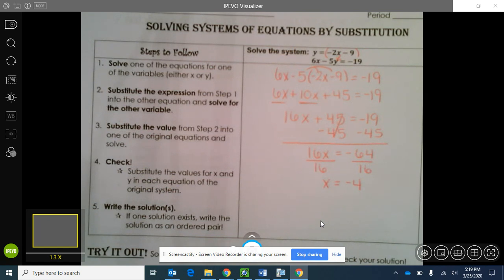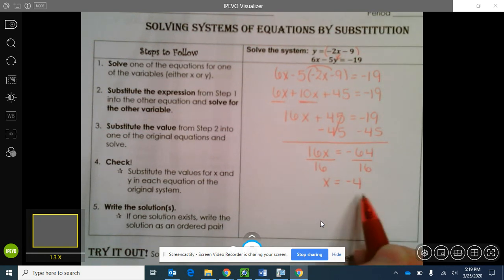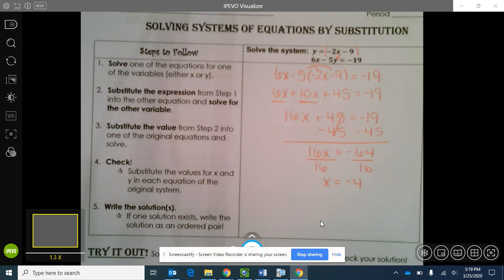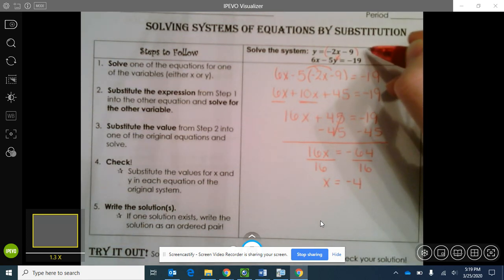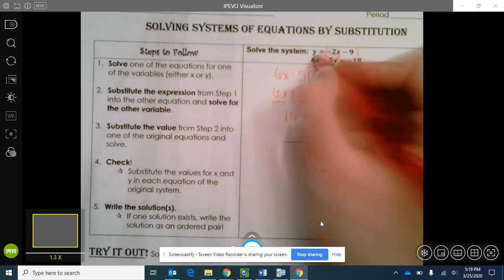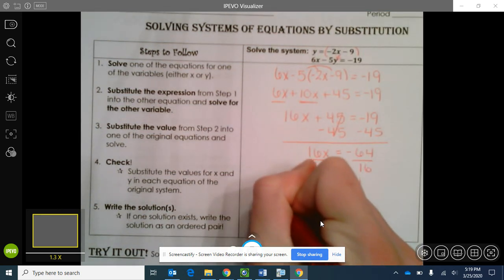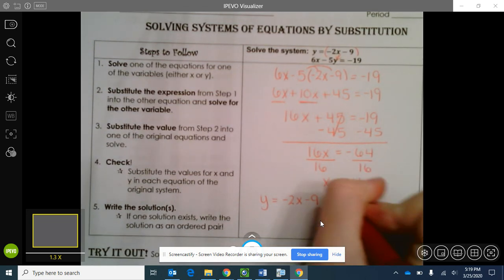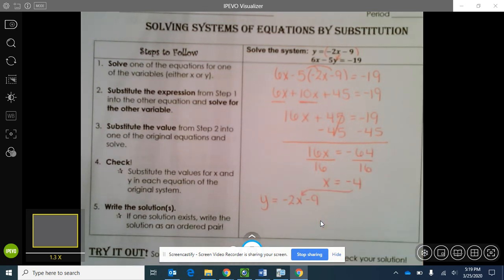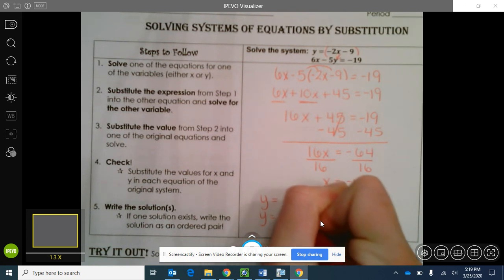Now remember, the solution to a system is an ordered pair, an x value and a y value. So I'm not finished once I have my x. I need to plug back into one of the original equations to find my y. So you can really use either one, but this first equation is going to be a little bit easier because it's already solved for y. So I'm going to use that equation. And in where I see x, I'm going to plug in negative 4. So once again, use your parentheses when you substitute.